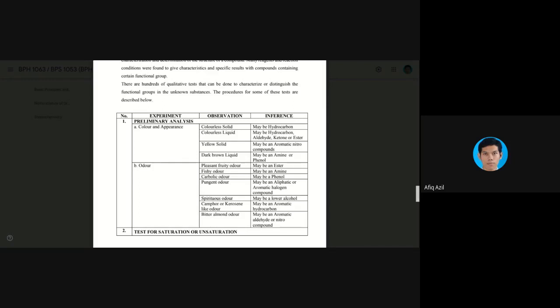So you just do two, which is the color and the appearance. You check that, and also you check the smell or the odor of the compound. And also, when you want to smell the compound, okay, normally the sample will be placed in a test tube. Okay, so later on, all of the tests will be done in a test tube, because for qualitative, the amount is not important. It's just the outcome.